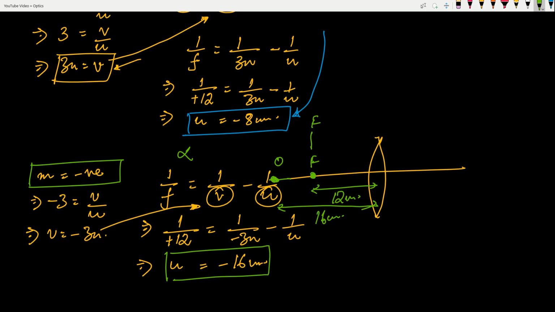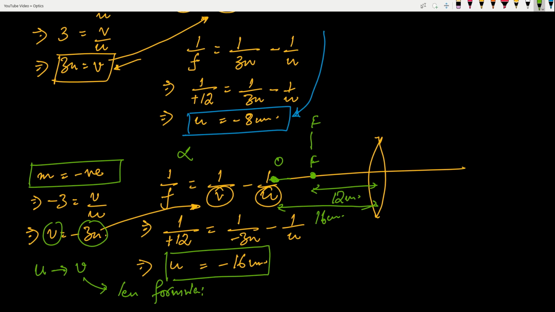Okay, and the second thing you need to remember is that whenever you need to find the object distance, you need to find v in terms of u, and whenever you need to find the image distance, you need to find u in terms of v and then put it in the lens formula. I hope this is the pattern that you need to follow in order to solve this kind of question. I hope the concept is clear.